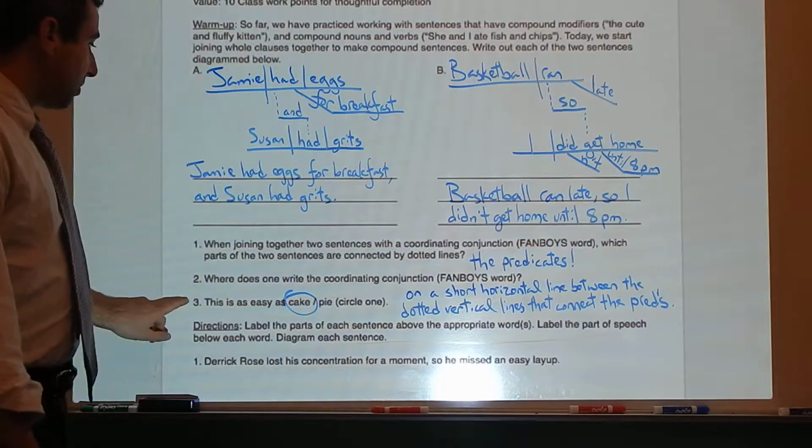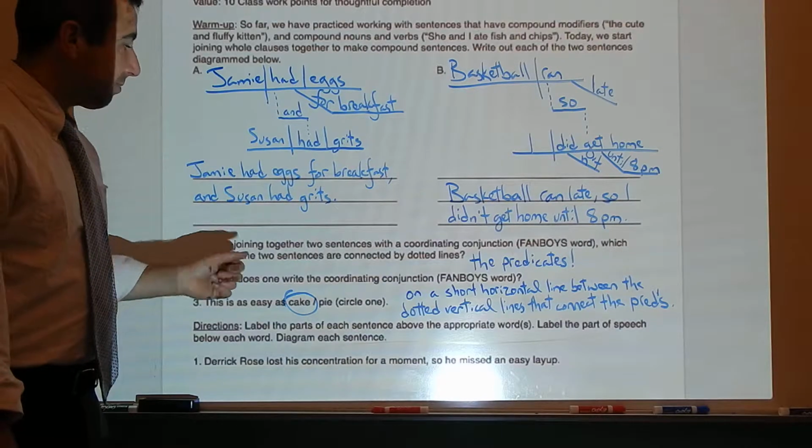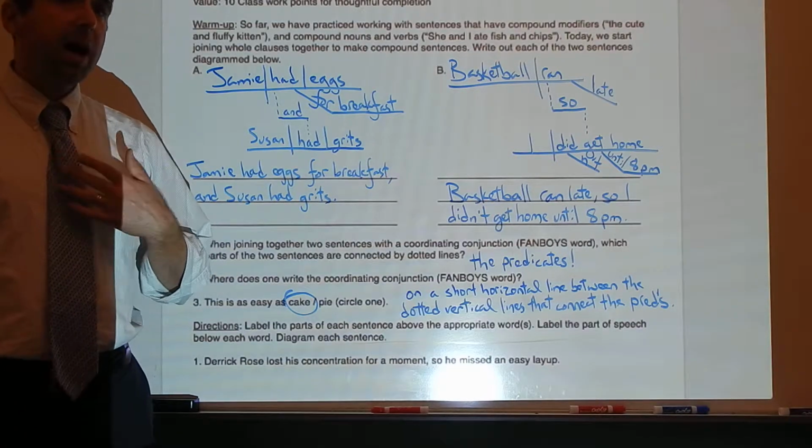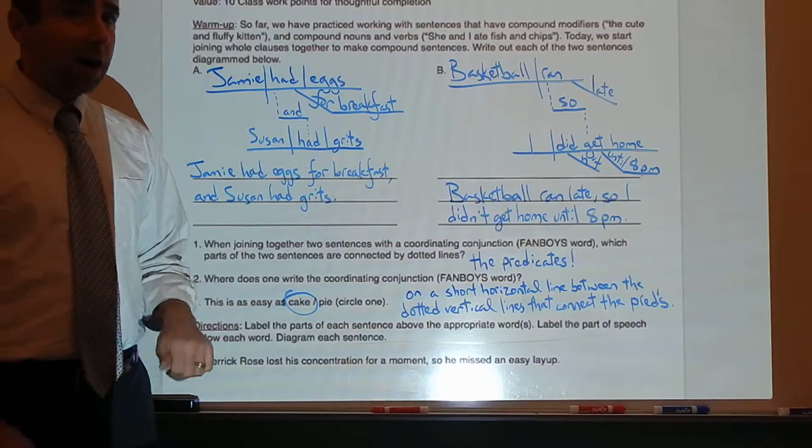Yes. And number 3, this is as easy as, for me it's as easy as cake. I prefer cake to pie. You may feel differently. Let's move on and do practice sentences.